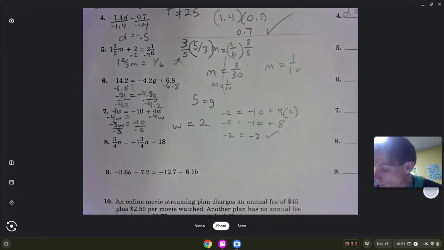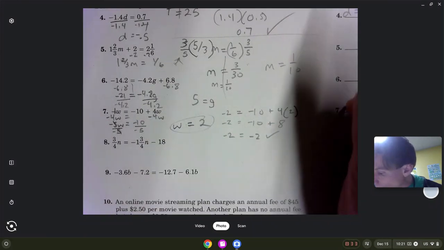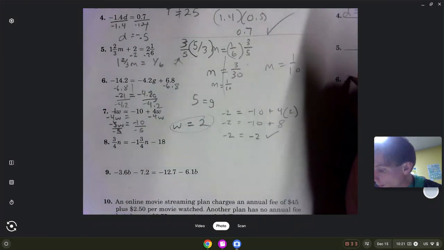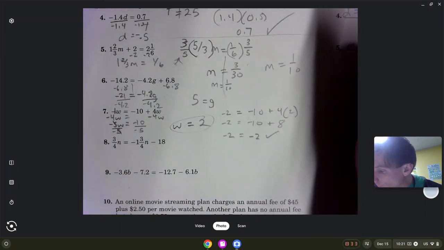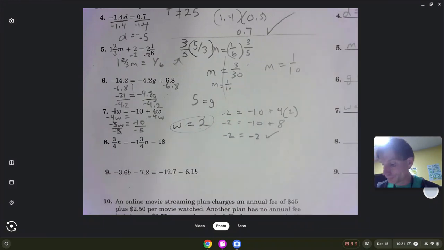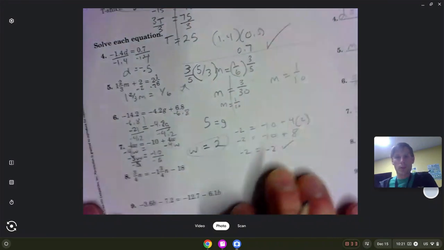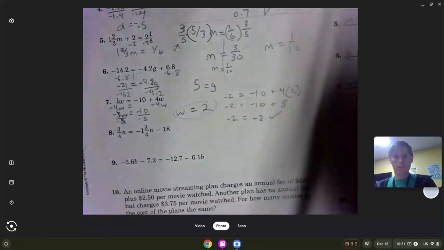Okay. So therefore, again, we said w equals 2 for that one. That one, g equals 5 or 5 equals g. M equals 1/10. Okay, great. All right. Let me see all that there. Hopefully that's on the screen enough. Okay. We're going to scoot over here. We'll just keep rolling.